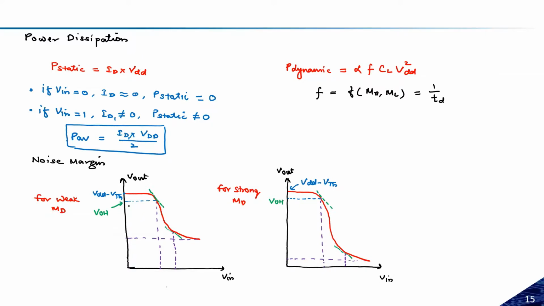So VOH we have, and this is nothing but VOL. This is also VOL. This one is the VIL, because this is a lower value, right? So I need to write VIL, and this is the VIH. This is the VIL and VIH. Okay, so this is how it will look like.